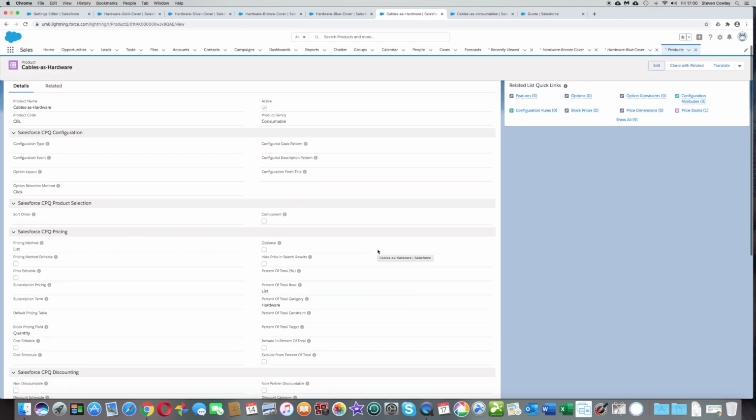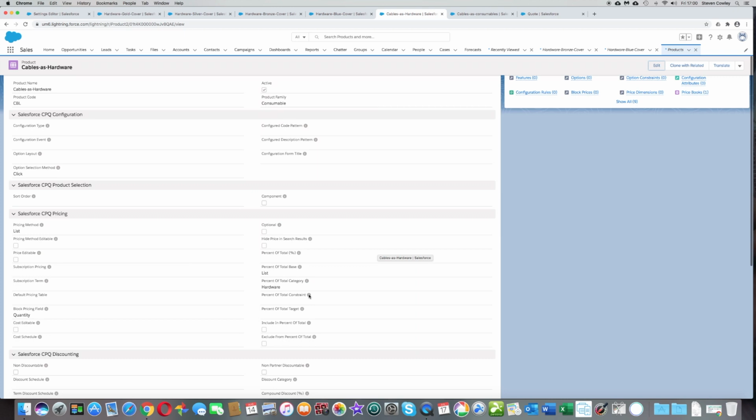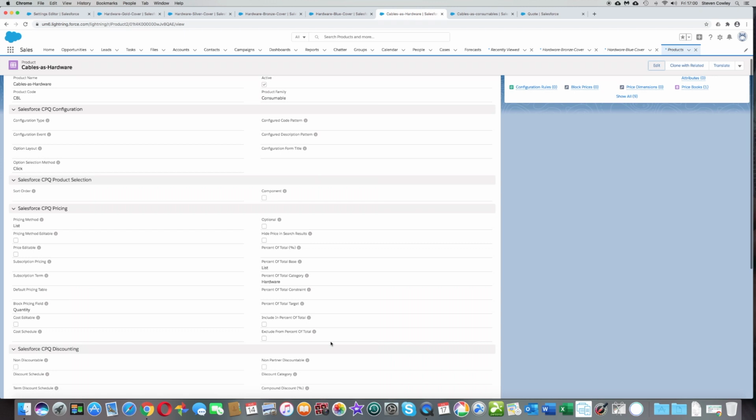So when parts are being set up, you can set the percent of total category. You can use the include in percent of total or exclude percent of total, so you can standardize on certain product groupings, and then you can have exceptions within those product groups that you would want to include or exclude. And the default is that any fixed price subscription items would not be included in the percent of total. It is assumed by default that you wouldn't want those, but if you do, you can override that setting.